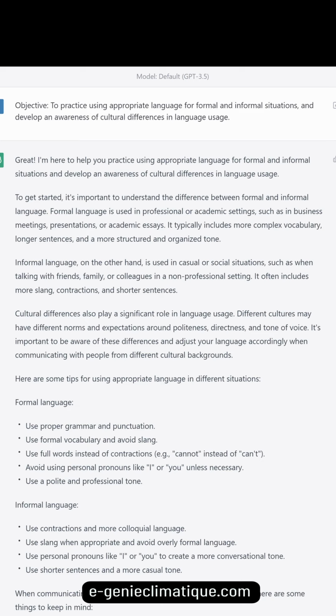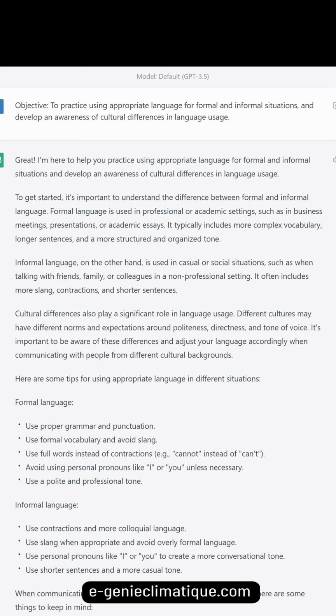Formal language is used in professional or academic settings, such as in business meetings, presentations, or academic essays. It typically includes more complex vocabulary, longer sentences, and a more structured and organized tone. Informal language, on the other hand, is used in casual or social situations, such as when talking with friends, family, or colleagues in a non-professional setting. It often includes more slang, contractions, and shorter sentences.